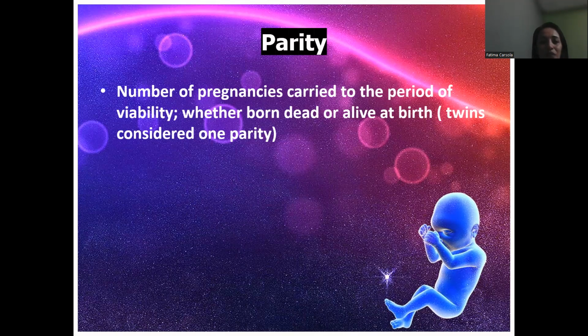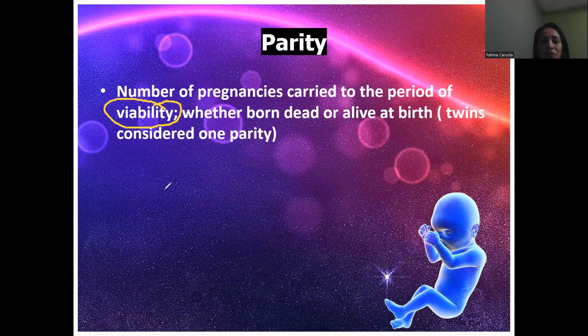So, we have here the parity. When we say parity, it is the number of pregnancies carried to the period of viability. When we say the period of viability, it is when the fetus will have the capability to live outside the womb of the mother, and that is when the formation of the lung surfactant is complete.